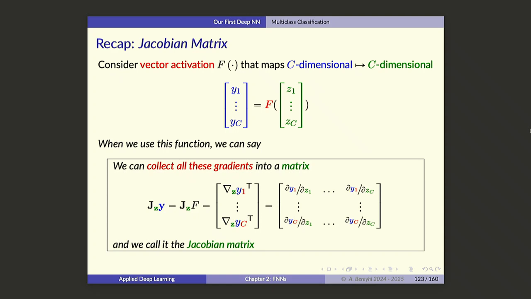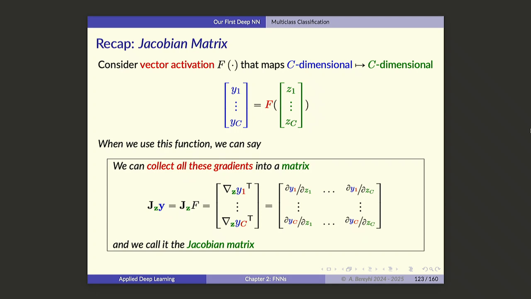y2 is the second entry. Again, you can compute the gradient or derivative of this one with respect to all different entries of z, and write it down in the second row, and so on till the last row. Now, what is the dimension of this matrix? How many rows does it have? C. How many columns does it have? C. It's C by C, right? Exactly. The Jacobian's dimension is output times input, always.